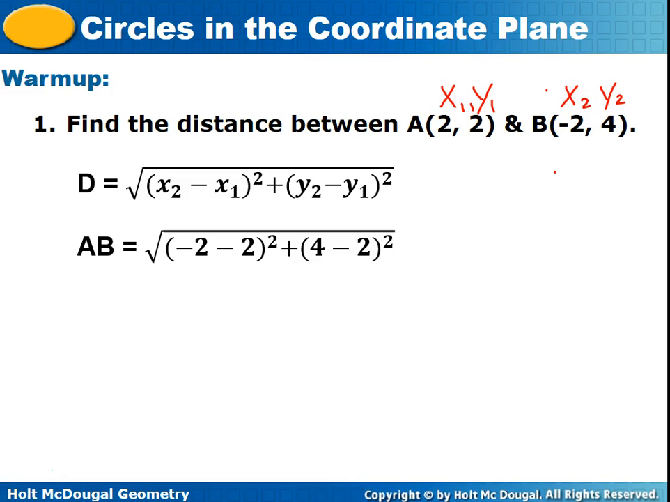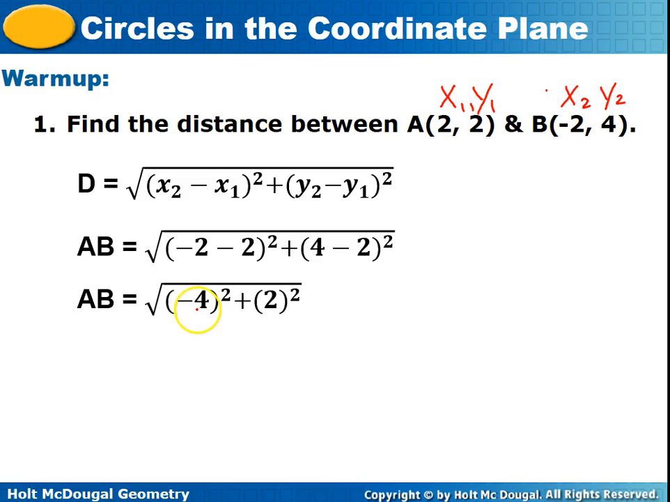Remember, we're subtracting, so we've got our x2, that's our -2, and we're subtracting the 2 from it. Notice the subtraction sign right there. We're going to square that then. And then we're going to add to it our y2, which is 4 here, and we're going to subtract 2 from it as well. And then we're going to square that. So we get -2 minus 2, that's a -4. Here it's 4 minus 2, which will be 2.